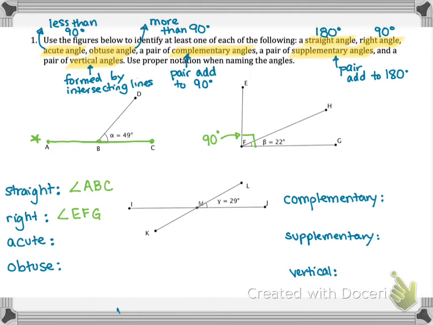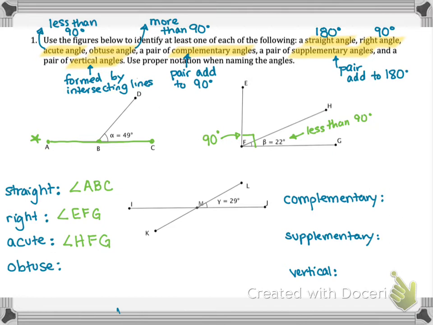Okay, now acute and obtuse have to do with being more or less than 90 degrees. So right here, I can see that this angle measure is 22, and that's less than 90 degrees. So what we want to do is choose one of the angles in this picture here on the right side that I just labeled less than 90 degrees. We're going to choose that angle that we know is only 22 degrees and call it acute, because we know 22 is definitely less than 90. So one of the acute angles in the picture is angle HFG.